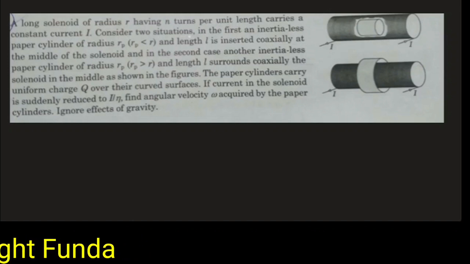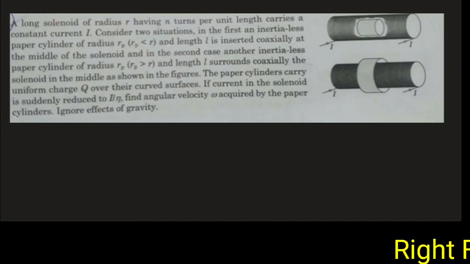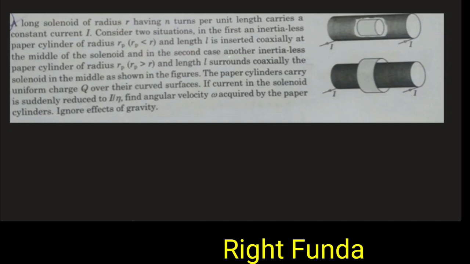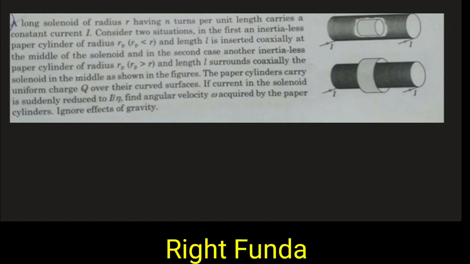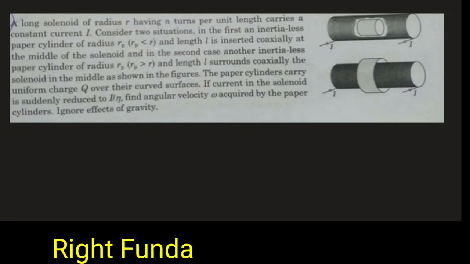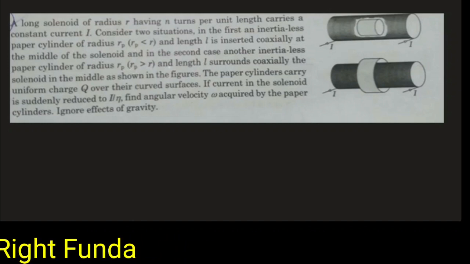Consider two situations. In the first, an inertia-less paper cylinder of radius Rp, where Rp is less than R, and length L is inserted coaxially at the middle of the solenoid. In the second case, another inertia-less paper cylinder of radius Rp, that is Rp is greater than R, and the same length L, surrounds the solenoid coaxially in the middle as shown in the figure.